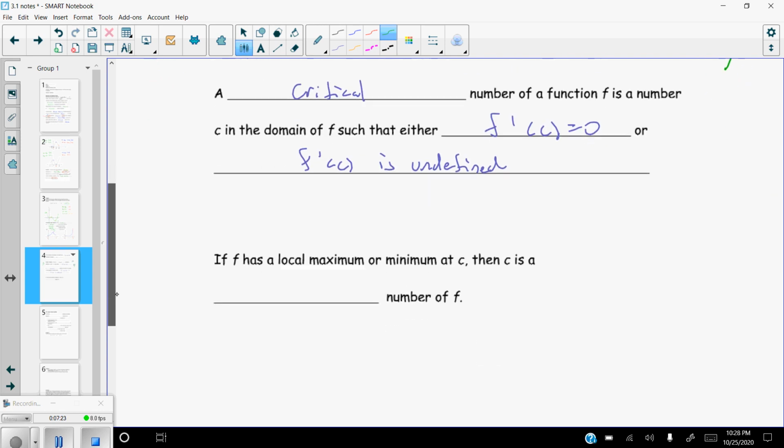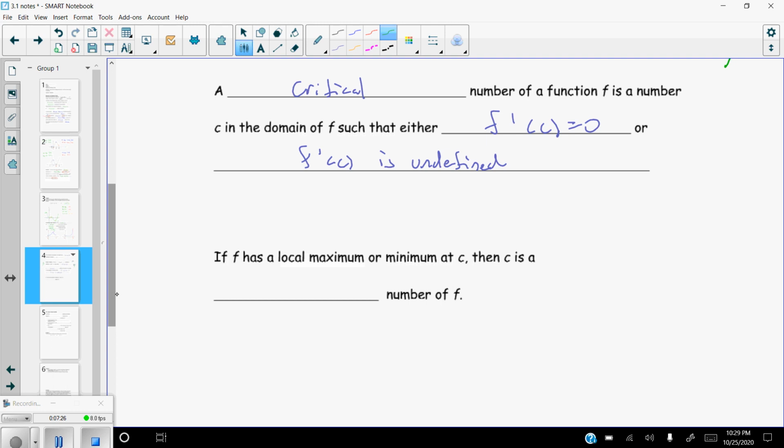So if f has a local maximum or a minimum at c, then c is called a critical number. What it's saying is, if you know that you have a maximum or minimum at c, then you're going to have a critical number. That's it. All right, so let's go ahead and take a look at an example of how we're actually going to use this extreme value theorem. Actually, I'm sorry, no, we have one more definition to do first.